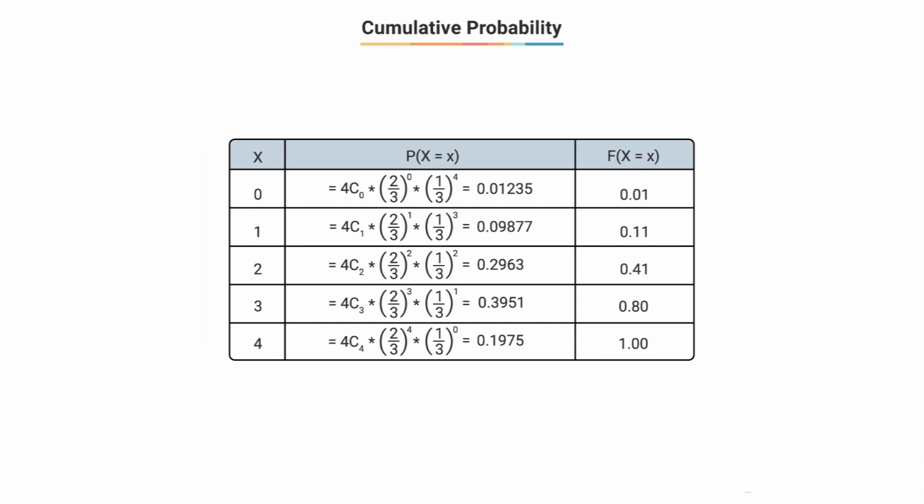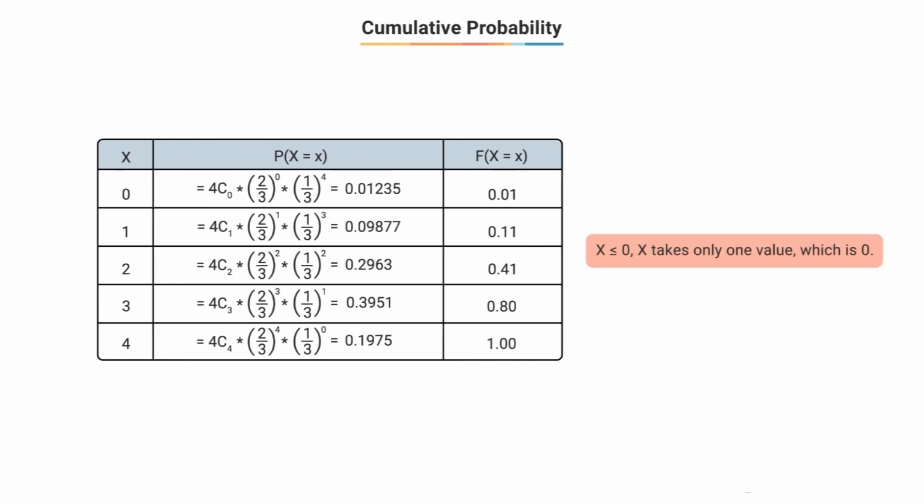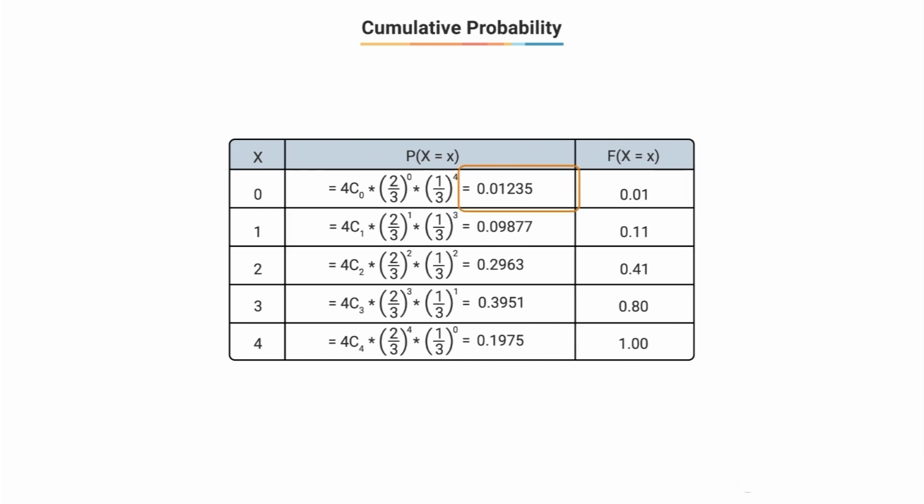On the screen here, you can see the probability distribution table that we had originally created. Using this, we can see how to create the cumulative probability table. For x equal to 0, the cumulative probability will be probability of x less than or equal to 0. Since for x less than or equal to 0, x can take only one value, which is 0, the cumulative probability here will be the same as probability of x equal to 0, which is 0.01235.